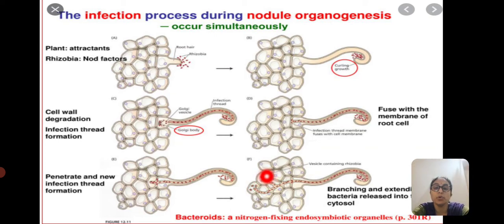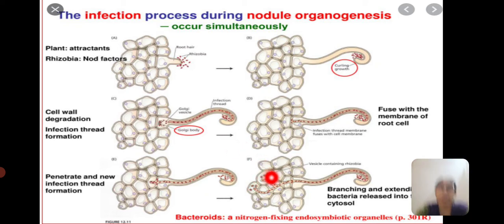This leghemoglobin is a very important oxygen scavenging substance, which is going to grab the oxygen. It will accept the oxygen and thus create the anaerobic condition which is congenial for the functioning of the nitrogenase. So the nitrogenase enzyme is going to take up the further process.